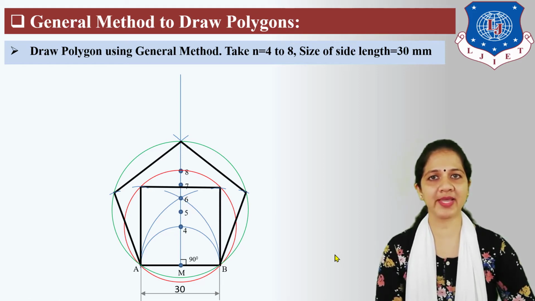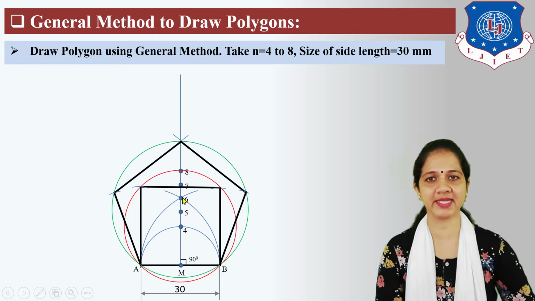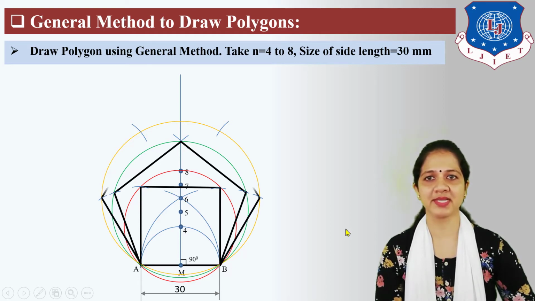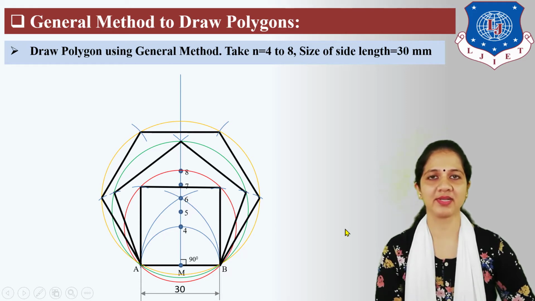Next, if you want to draw a hexagon, then select center 6, radius 6 to A or 6 to B, and draw one circle. Then take radius 30 mm, center A, and cut an arc on the hexagon circle. From center B, cut an arc on the hexagon circle. From these two intersecting points, cut another 2 arcs. Join all these points in proper sequence and complete the hexagon.